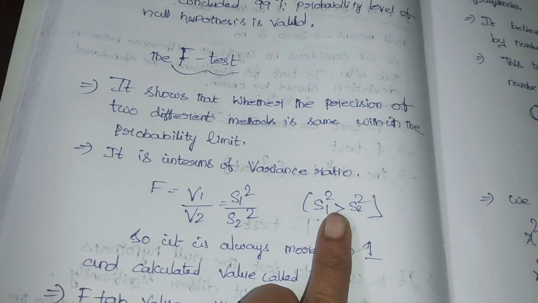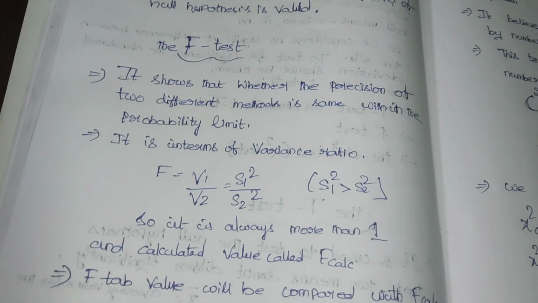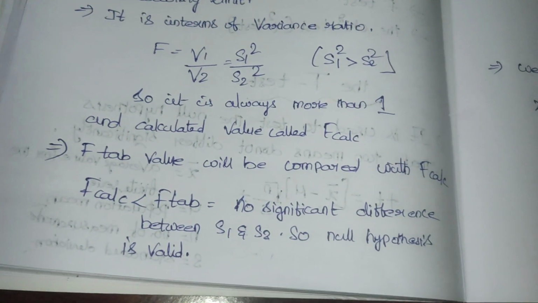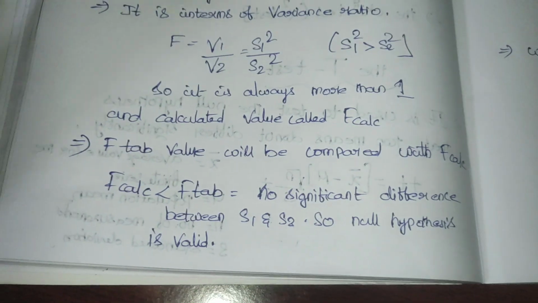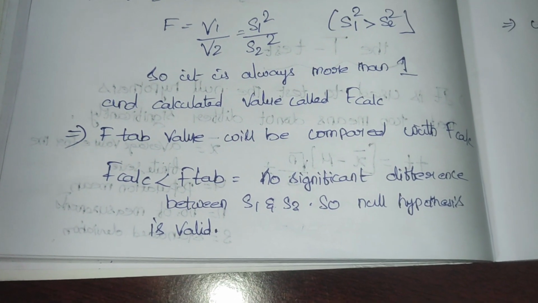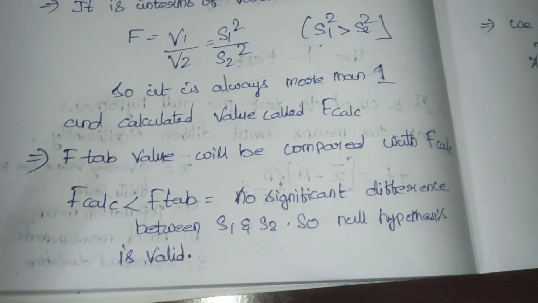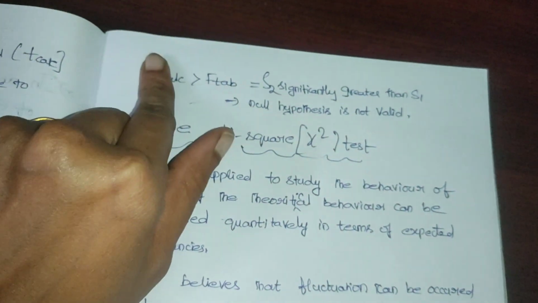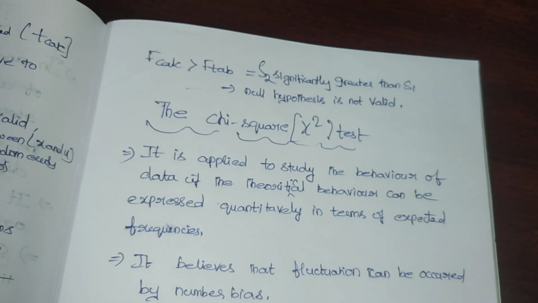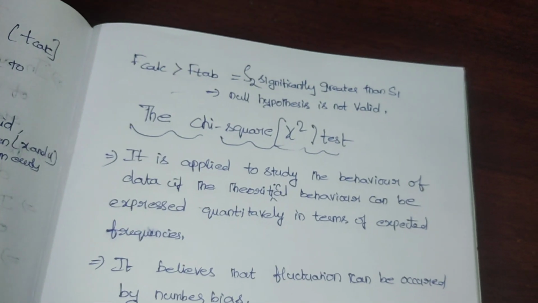Always we should take S1 square greater than S2 square, so we always get a value more than 1. When we calculate like this, we get the F value, that is the calculated value. Same as the t-test, again we take the tabular value and compare it. If the F calculated value is less than the F tabular value, there is no significant difference between S1 and S2, so the null hypothesis is valid. And if F calculated is more than the F tabular value, then S1 is significantly greater than S2, so the null hypothesis is not valid. So like this we can do.